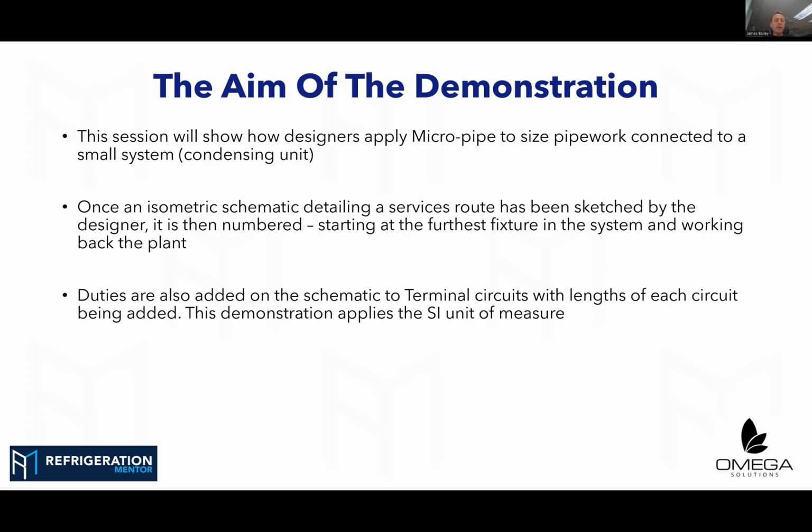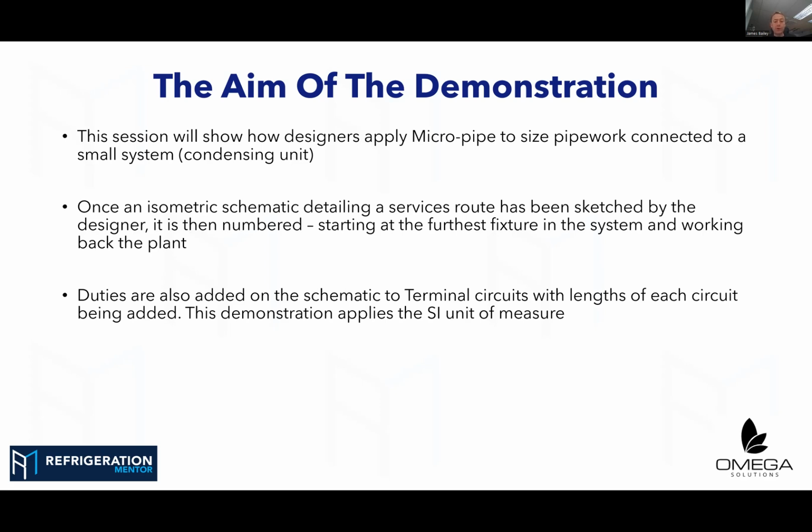So before you input anything into the software, you need to have a sketch. A design engineer, either by hand or using CAD software, will sketch out an isometric showing the entire pipe run. On the isometric, I'd always sketch on what the duty of each fixture is and what the meter length is, and then you can start to number all the pieces of pipework, starting at the one furthest away from the plant and moving back towards the plant.